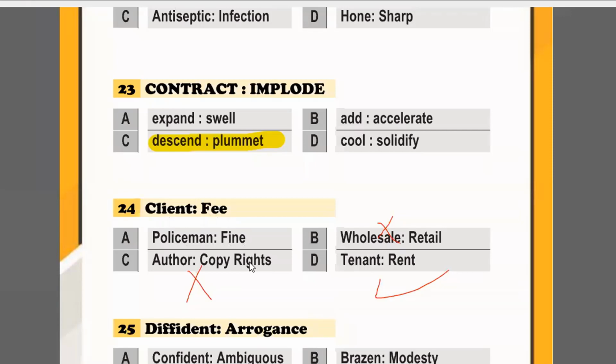As I told you, firstly, just two words. Think deeply. That's the key of this section, especially the analogical relationships. Because if you just translate, you will find all or maybe two answers are correct, but you have to think deeply.